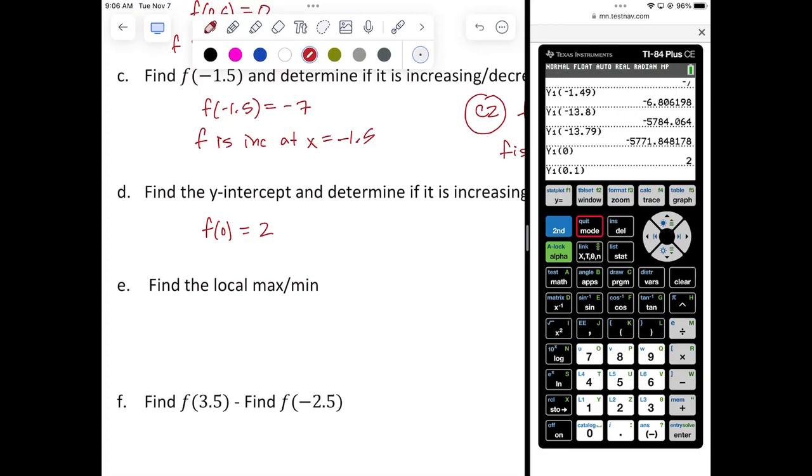Oops, I got to get out of there. 0.1. And it's going down. So we'll say F is decreasing, DEC, at x equals 0. All right, y'all got it?